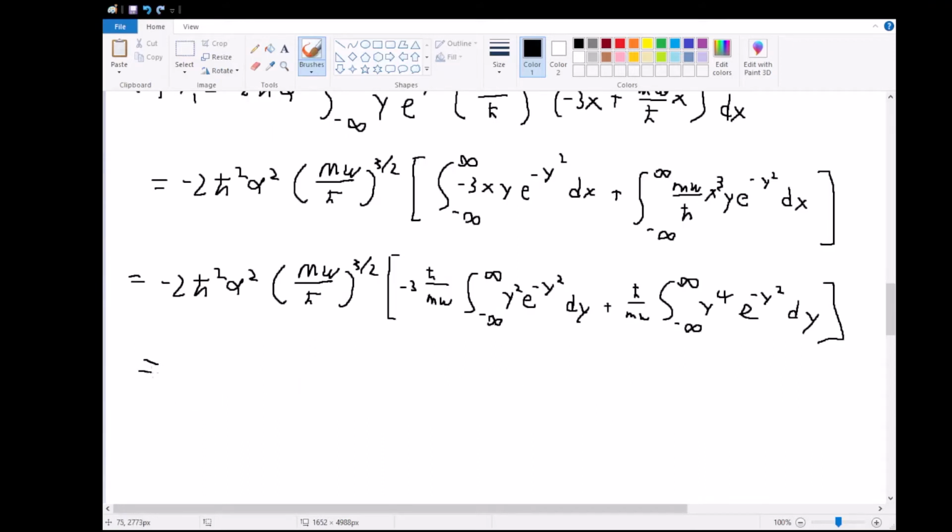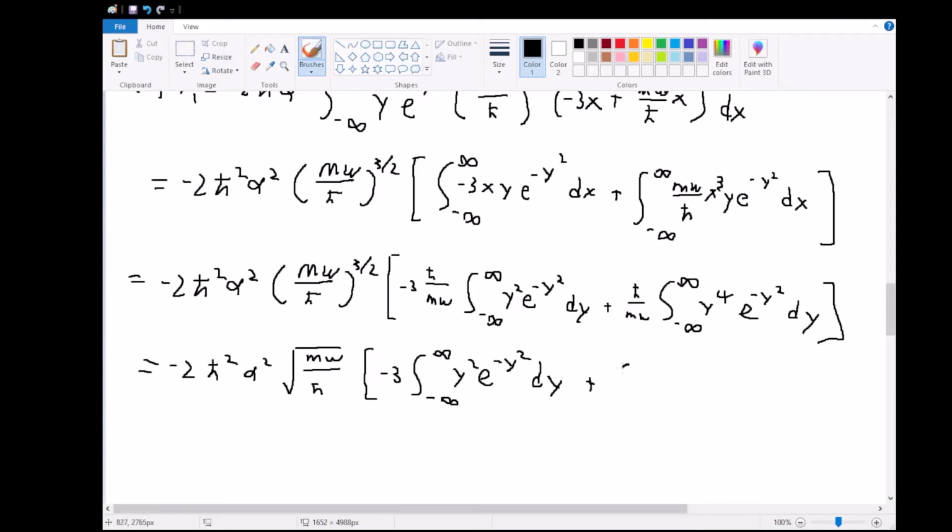So this becomes -2 h bar squared alpha squared, and then the 3/2 cancels with the 1 power. So this becomes square root of m omega over h bar. And then -3 times our integral from -infinity to +infinity of y squared e to the -y squared dy plus our integral from -infinity to +infinity of y to the 4th e to the -y squared dy.